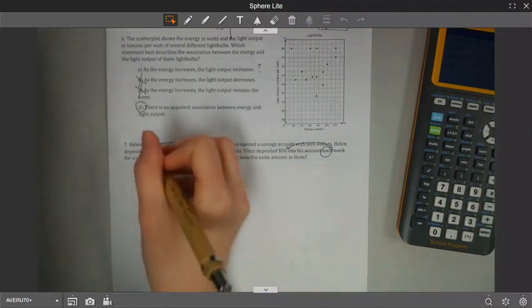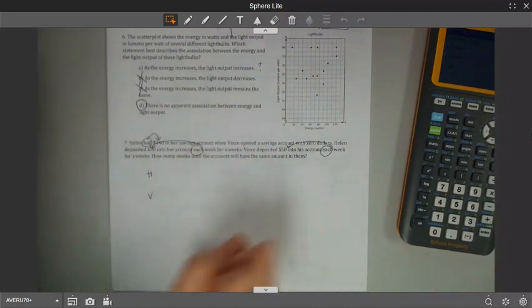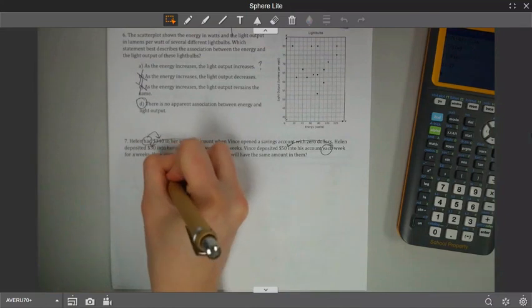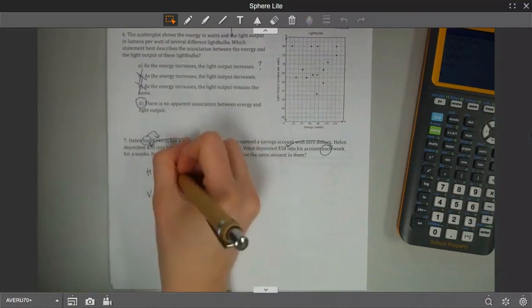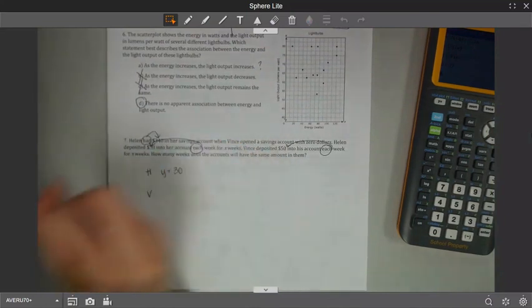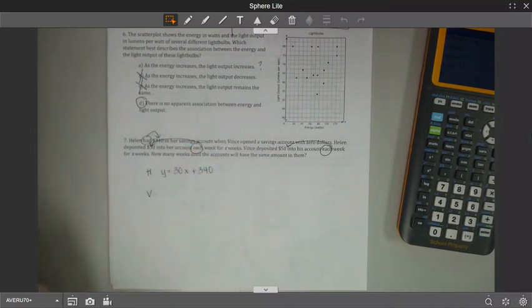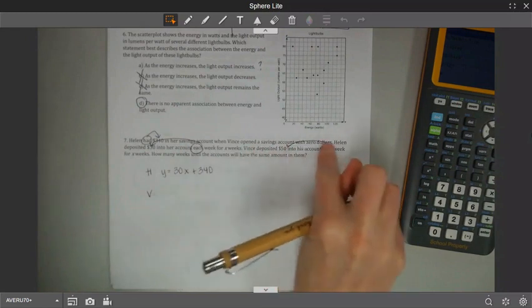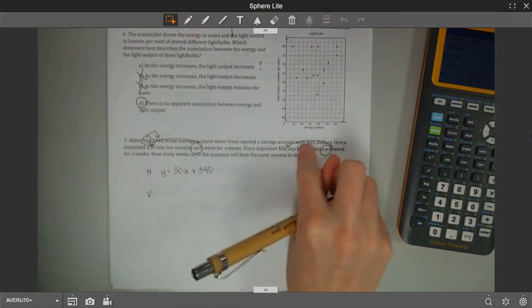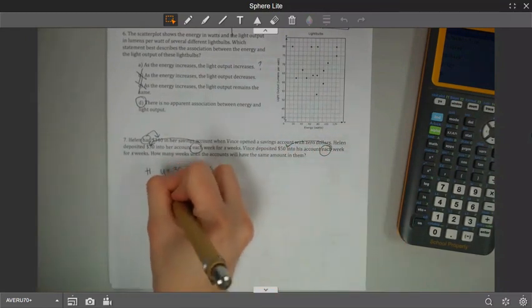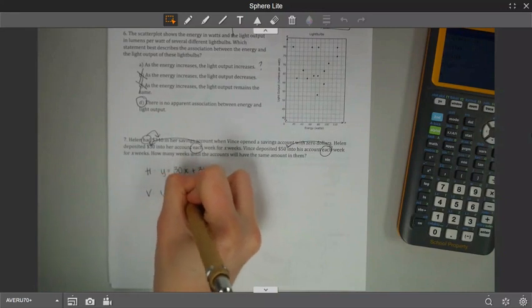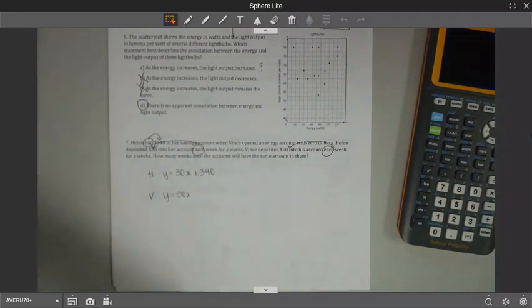Okay, so Helen had $340. So that's a starting amount. So I'm going to say y is equal to my slope, which is that number that goes with each. So 30x plus my starting amount of $340. Vince had nothing when he started. It had $0. So I'm just going to say y is equal to 50x. I could say plus 0, but there's really no need.